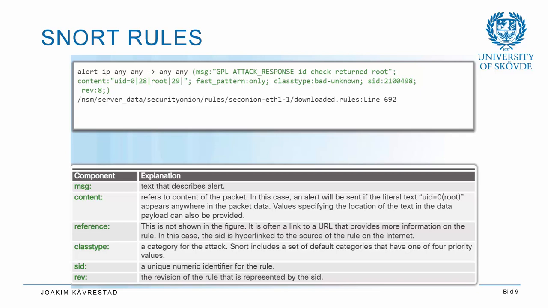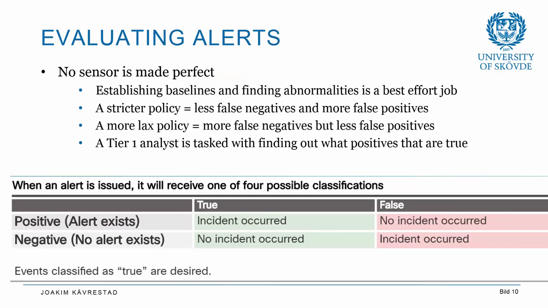And then we have reference, which is not shown in the figure, and this is often a link to a URL that will provide more information on the rule. Then we have a class type, which is a category for the attack, which can be, for instance, a priority. Then we have an SID, which is a unique numeric identifier for the rule, and a rev, which is a revision number for the rule. So that is it. Let's move on from Snort rules to evaluating alerts.